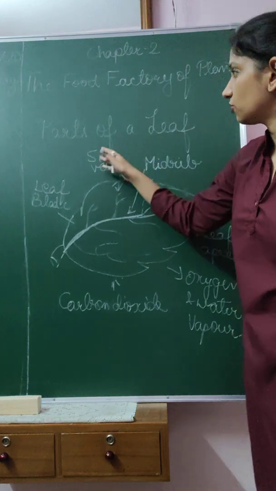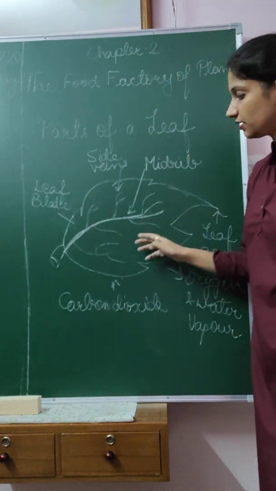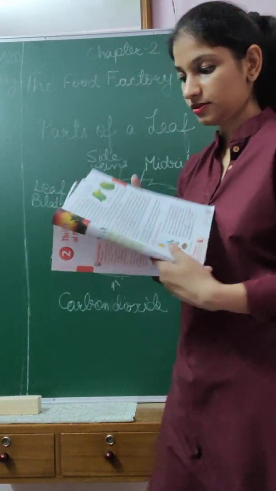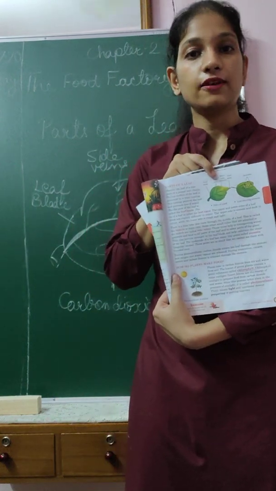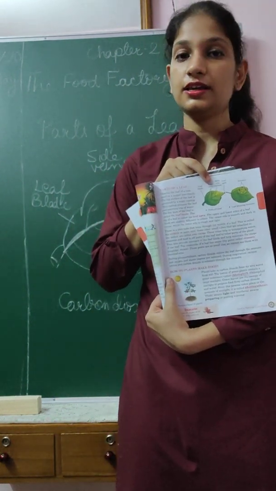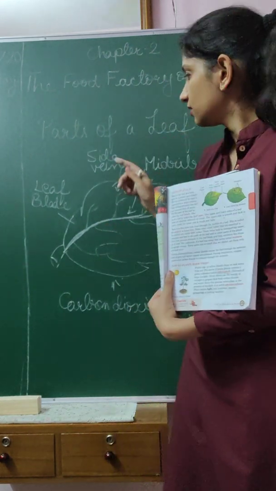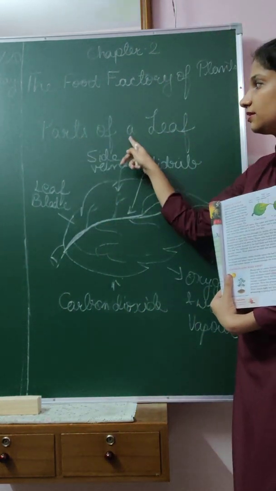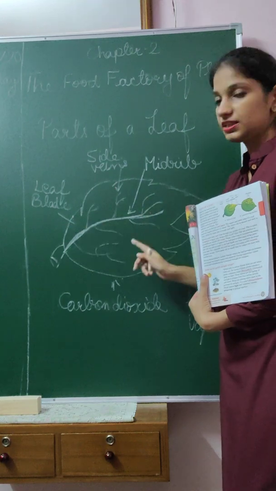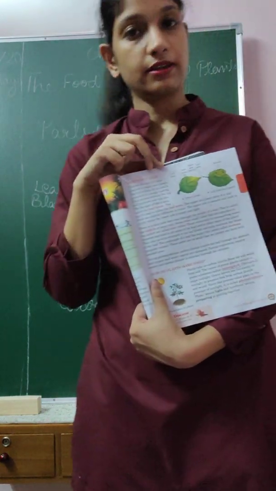For now, I want you to make the parts of a leaf, this diagram on page number 13, first one, on an A4 sheet, very neatly. Okay, so that's your home assignment for today. No learning, nothing. Just understand the parts of a leaf and make this diagram of parts of a leaf.